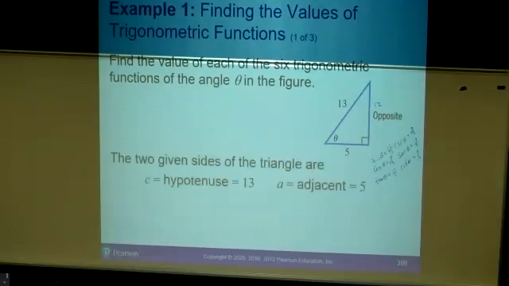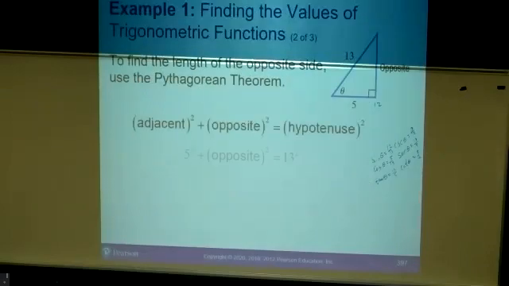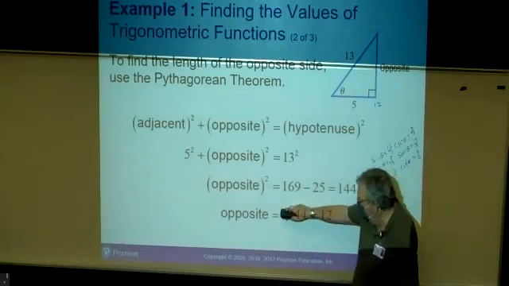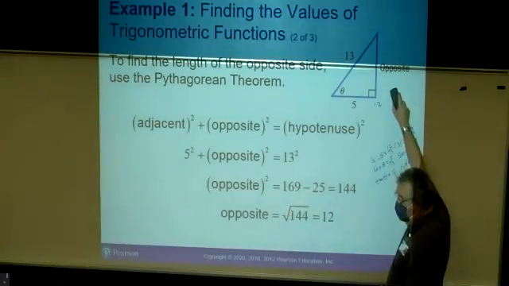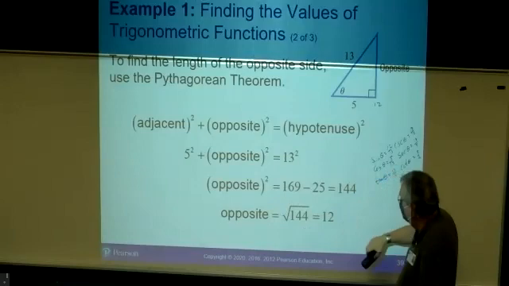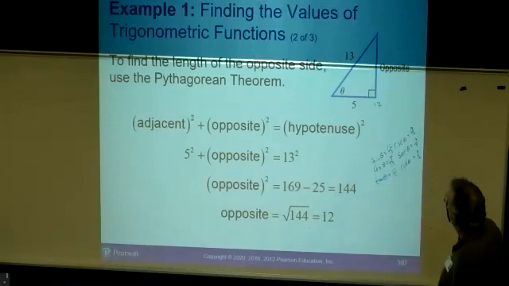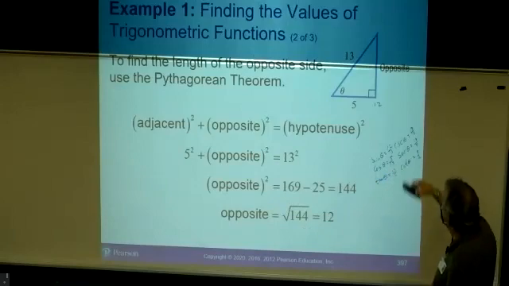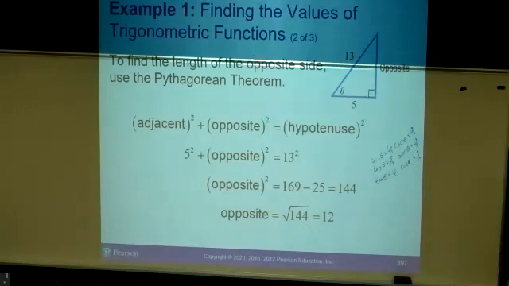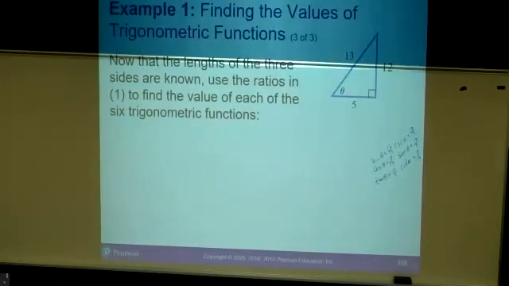All right, the 2 given sides, and so they go through that, and then taking the square root. Notice when they took the square root, they didn't do plus or minus because we knew the length had to be positive. So they only took the primary square root. They didn't consider the negative square root. So the opposite side has a length of 12. And there we go. Now the lengths of the 3 sides are known.